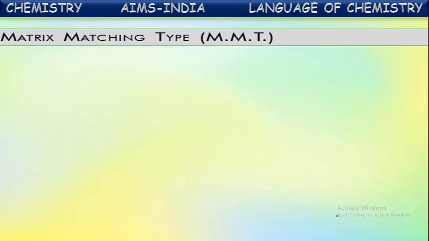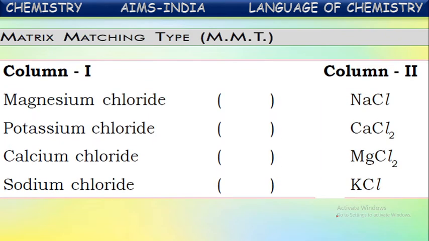Next, matrix matching type questions. See, here they have given two columns. Each item in column 1 has one or more correct matchings in column 2. Observe carefully and select those.